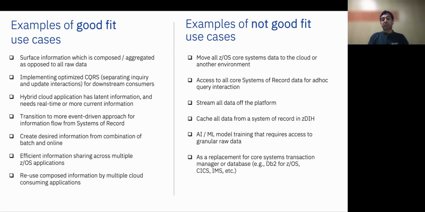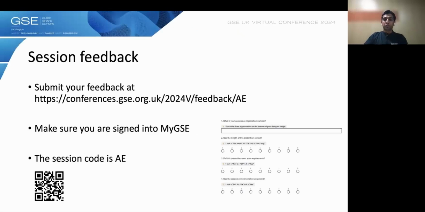Reuse composed information by multiple cloud consuming applications. The same composed information which has been derived once in our mainframe, our consuming application has no need to spin them, no need to build or embed that logic once again. So these are a few good fit use cases and not good fit use cases around ZDIH. So here I will take a pause for questions.